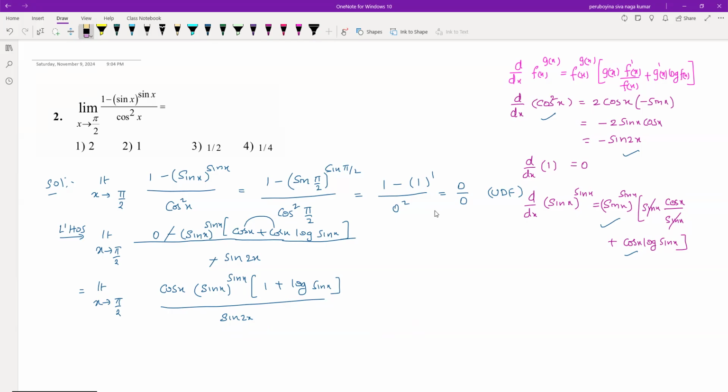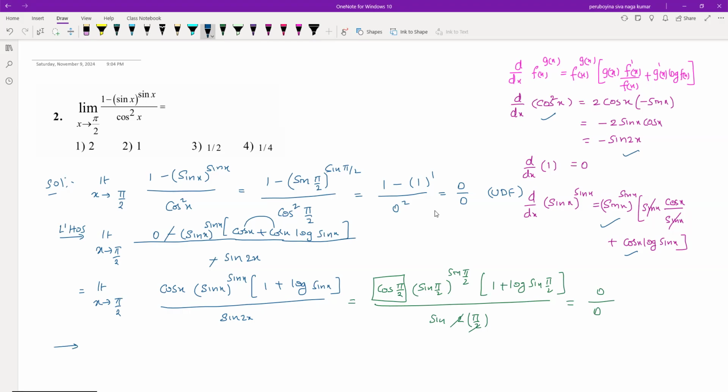So it needs one more time differentiation, because if you substitute this limit in this stage, cos pi by 2 multiplied by sin pi by 2 whole power sin pi by 2 of 1 plus log sin pi by 2, whole divided by sin 2 times pi by 2. So you can see this cos pi by 2 is 0. 0 of anything will be 0, so the complete numerator will be 0. 2 got cancelled. Sin pi is also 0. So again we are getting 0 by 0.